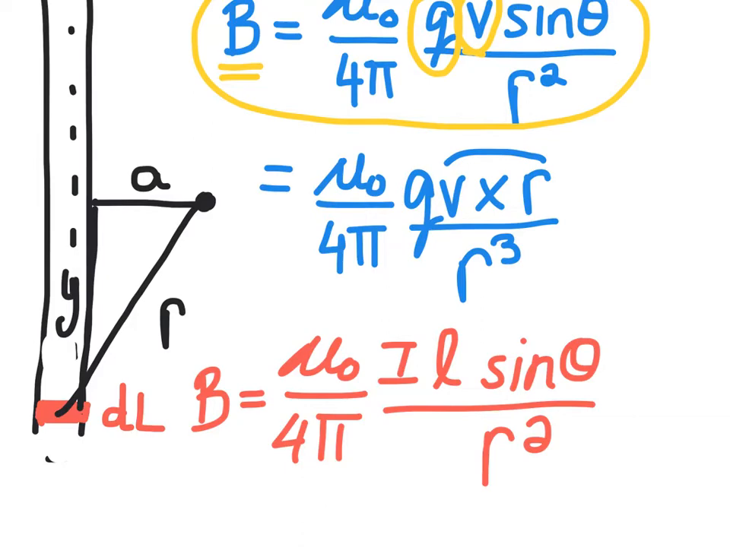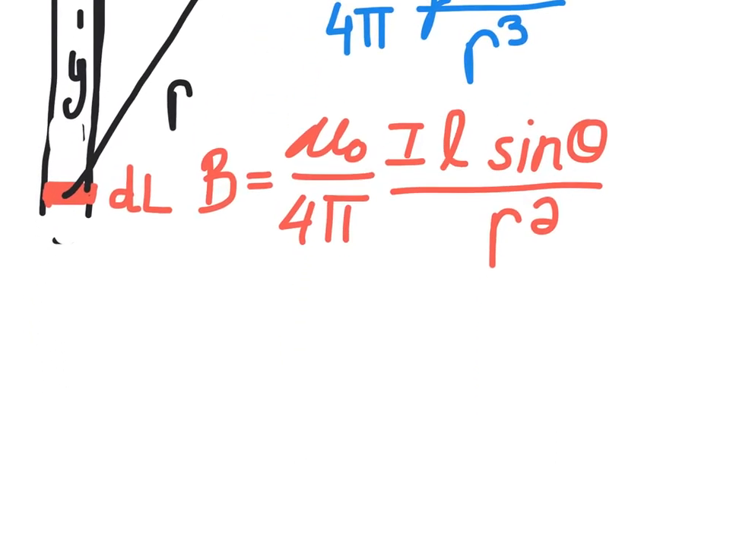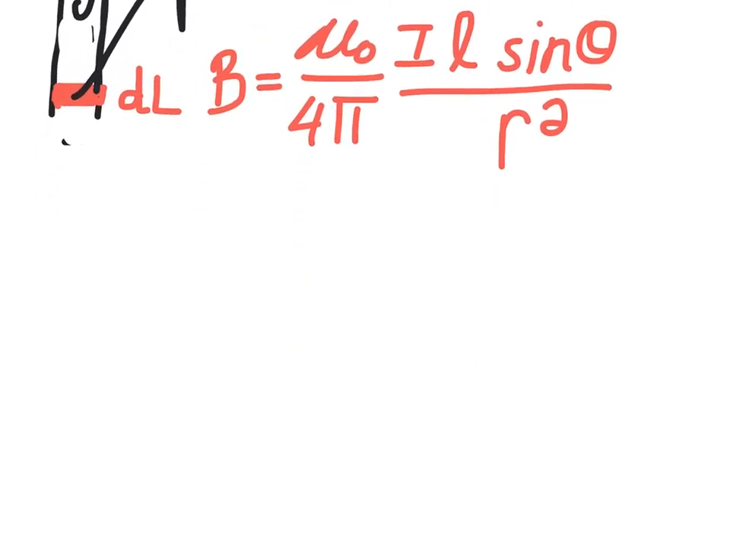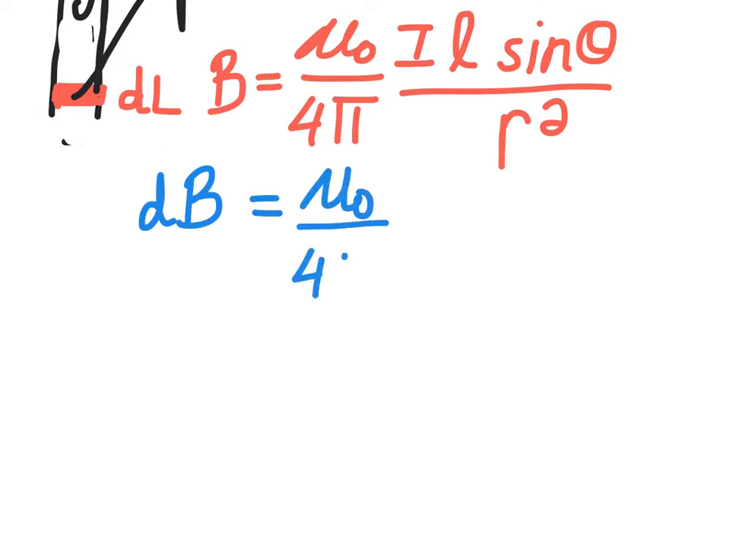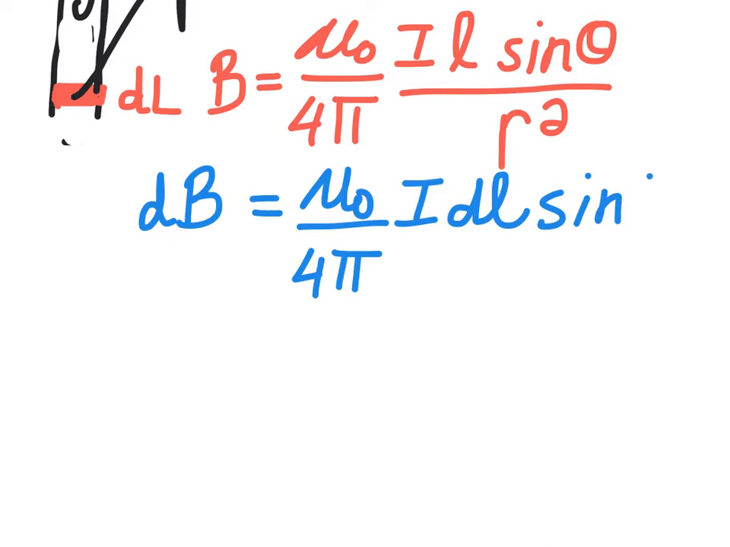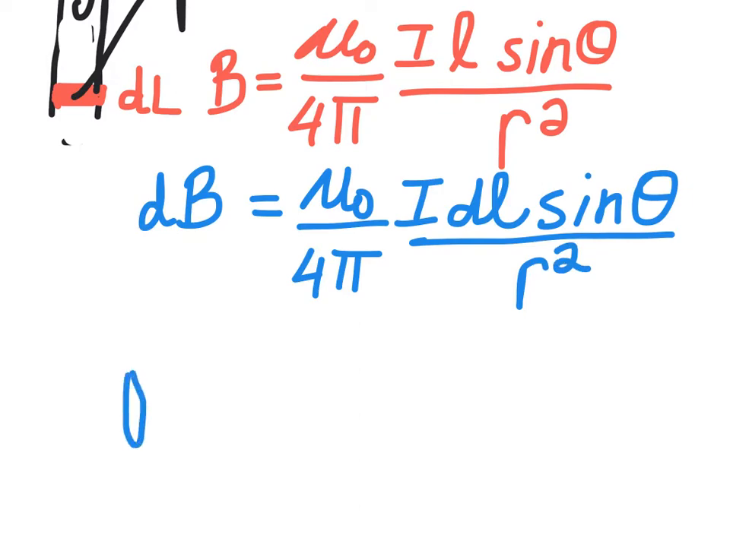Now if you're dealing with a very small piece of L, then you've got to use a differential form of that. So if we write this in a differential form, we would write dB is equal to mu naught over 4 pi times I dl sine theta over r squared.